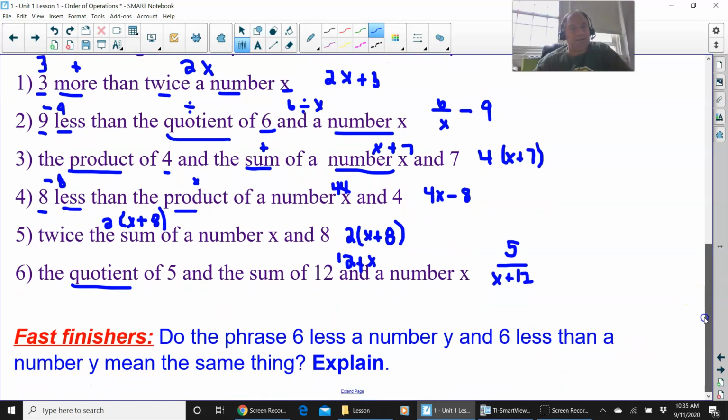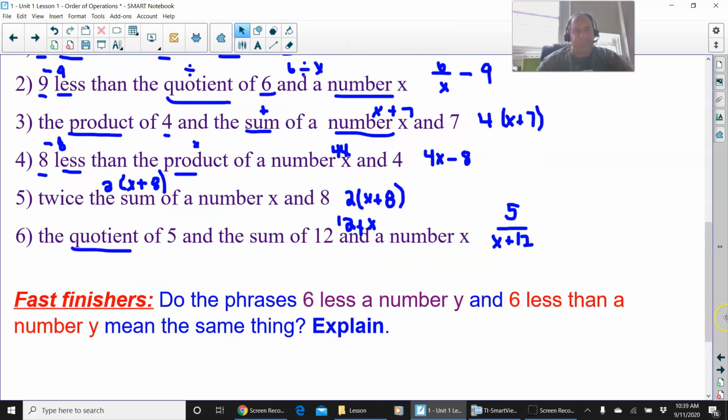All right. So everybody just give yourself a chance to look at the answers. Make sure you understand them. It's called translation. Go ahead and try the fast finisher. Do the phrases 6 less a number y and 6 less than a number y mean the same thing? And explain. So very, very tricky wordplay here.